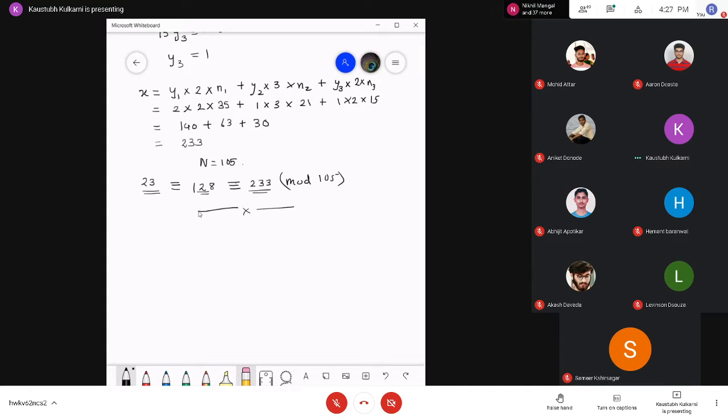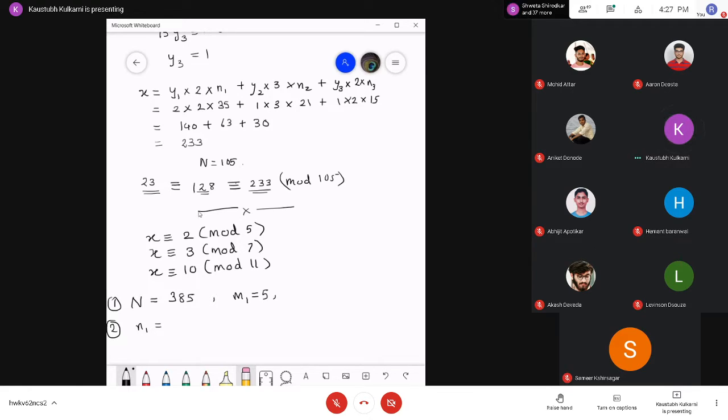Okay. So x is congruent to 2 mod 5, x is congruent to 3 mod 7, and x is congruent to 10 mod 11. You have to solve for x. First step, calculate N. Second step, calculate n1, n2, n3.